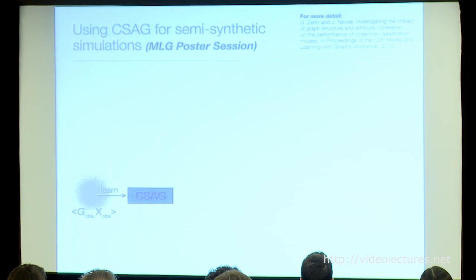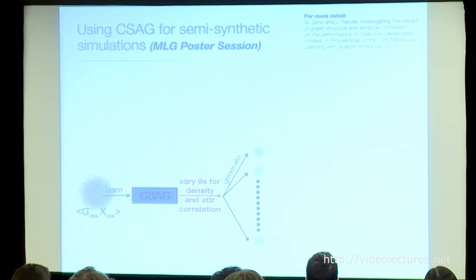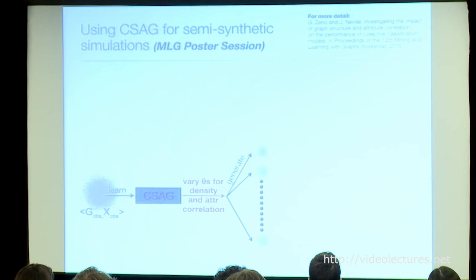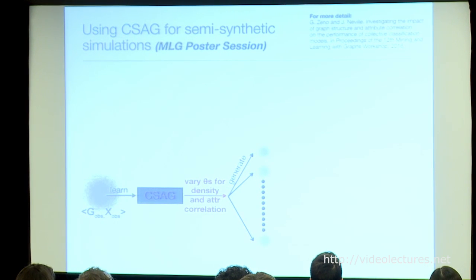We're going to learn the CSAG model, and then once we've learned the model and we have the parameters in that graph model, we can change those parameters a little bit to vary the kinds of graph structures that we'd see in the model. So the first learning process gets us to a point in space that's useful based on the networks that we see, and then we have a knob to turn to move us a little bit around in that space and to see what happens to our methods as we move around in that space.